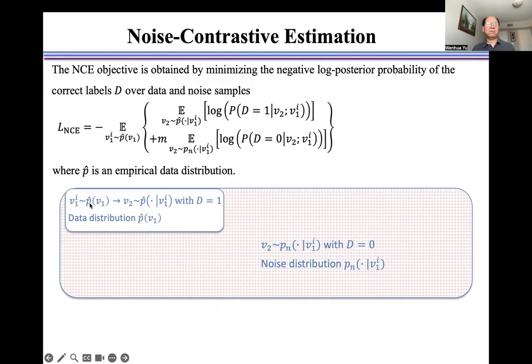V1_i sampled from P-hat. Given V1_i, V2 sampled from P-hat with D equal to 1 in data distribution. And given V1_i, V2 sampled from P_n with D equal to 0 in noise distribution P_n.